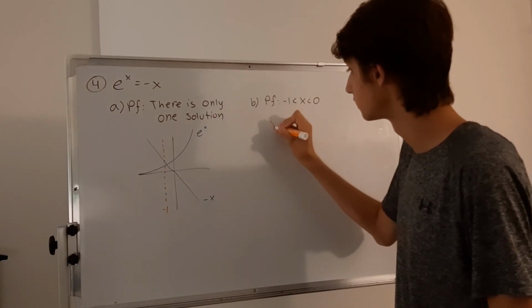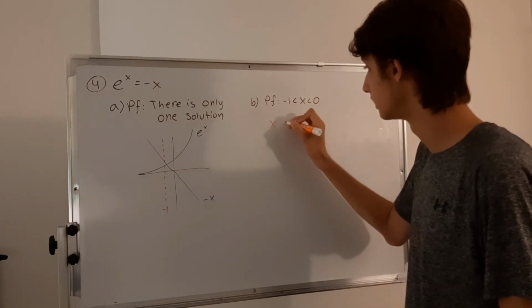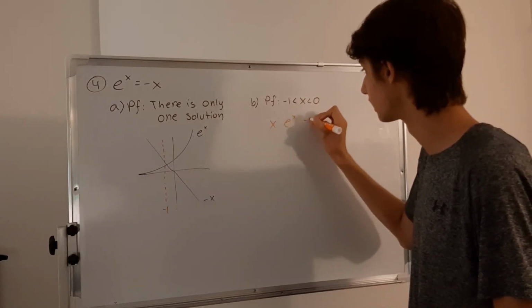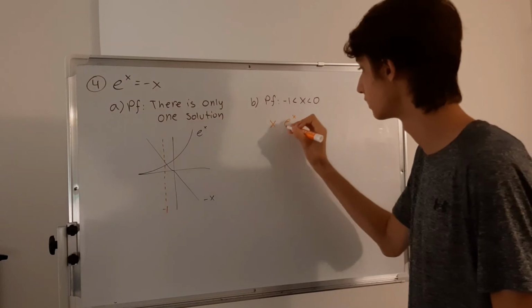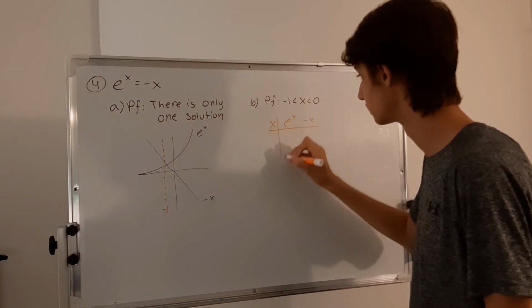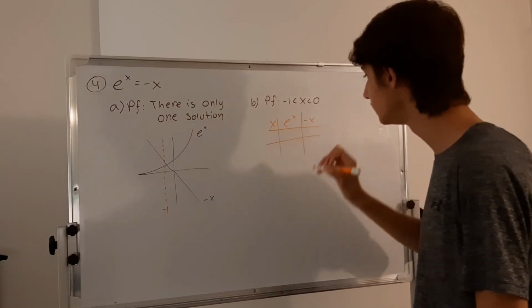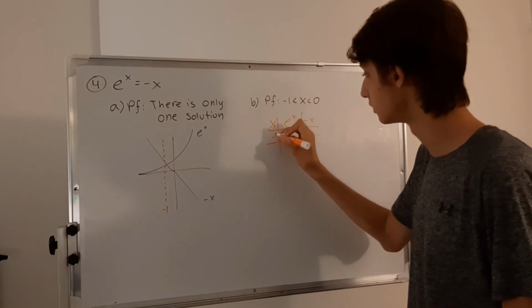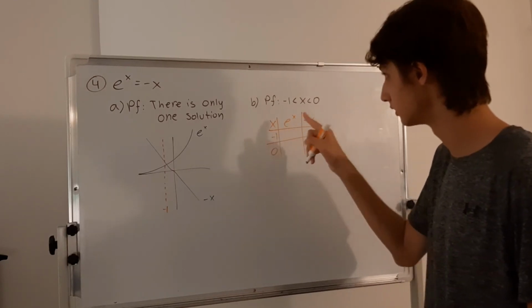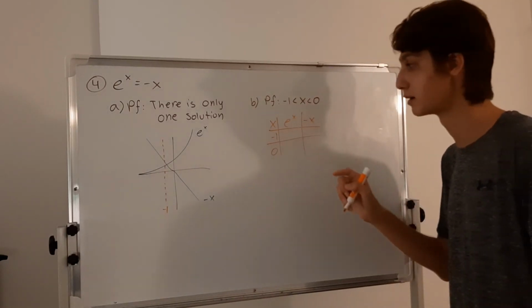So let's get our values. We have x, e to the x, and negative x. Okay, e to the x and negative x. So then I can just do that. And we only need two values. We need -1 and 0. And you'll see why, but that's what these are.